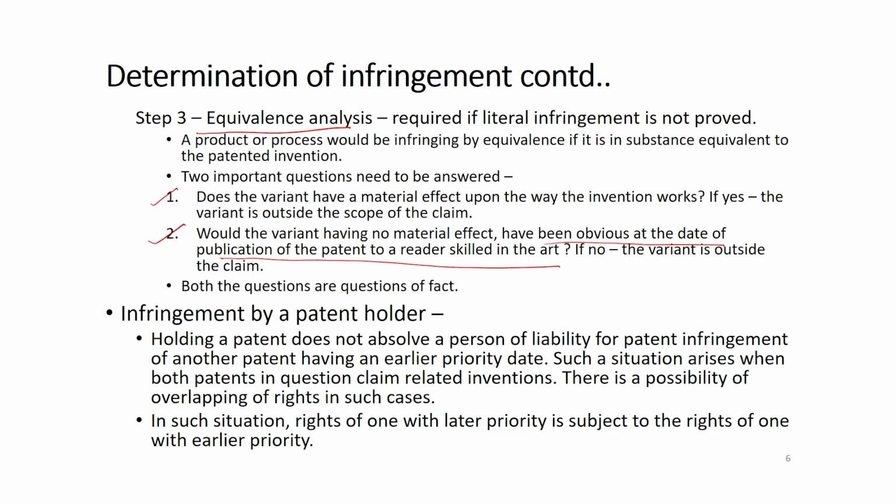Holding a patent does not absolve a person of liability for patent infringement of another patent having an earlier priority date. You see, I am talking about a situation where there are two patents on related inventions. There is a possibility of overlapping of rights in such cases. My invention, your invention are somehow related inventions. There is a possibility of overlapping of rights. Now, if I exercise your rights, I am infringing your rights. If you exercise my rights, you are infringing my rights, but there is an overlapping area.